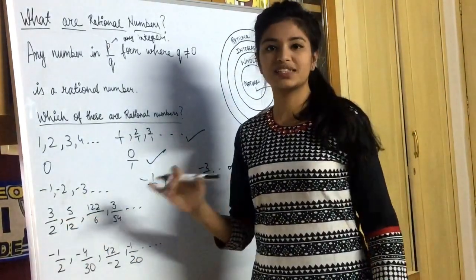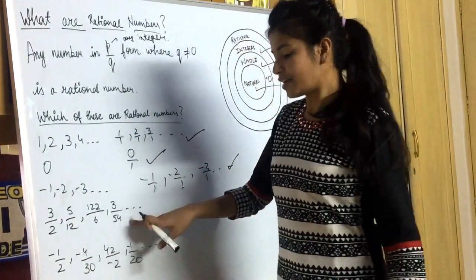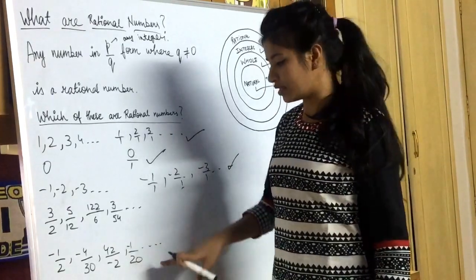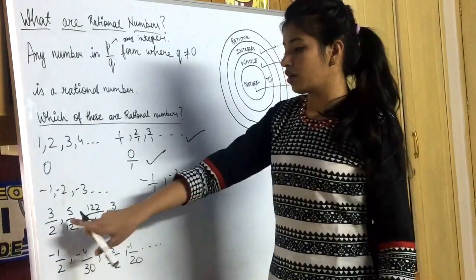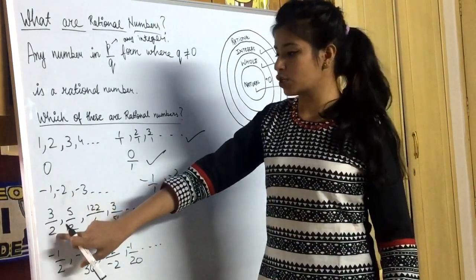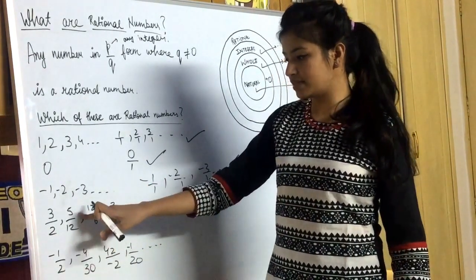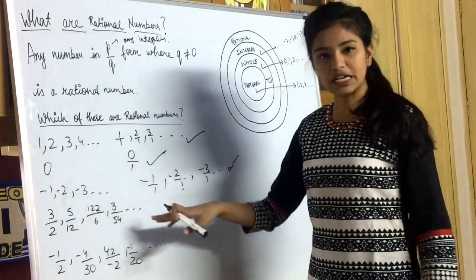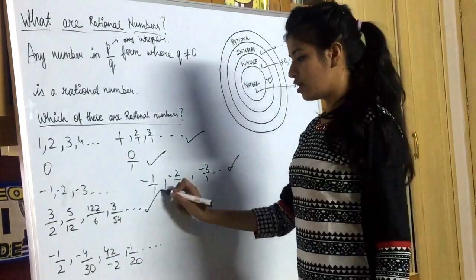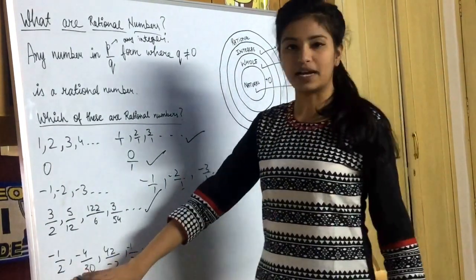Now seeing the positive set of fractions. These are fractions, positive set of fractions. These are also fractions but these are negative set of fractions. So p is an integer, q is not equal to 0 in all the cases. So all the positive fractions make up rational numbers, and the negative fractions too.